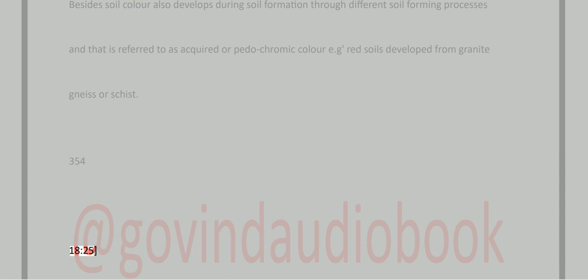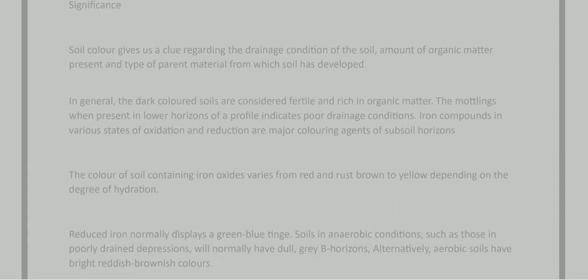Significance. Soil color gives us a clue regarding the drainage condition of the soil, amount of organic matter present and type of parent material from which soil has developed. In general, the dark-colored soils are considered fertile and rich in organic matter. The mottlings when present in lower horizons of a profile indicate poor drainage conditions.